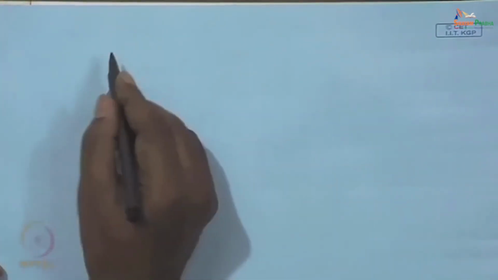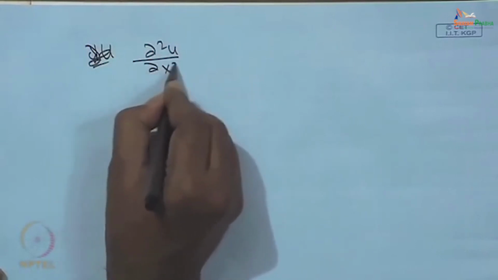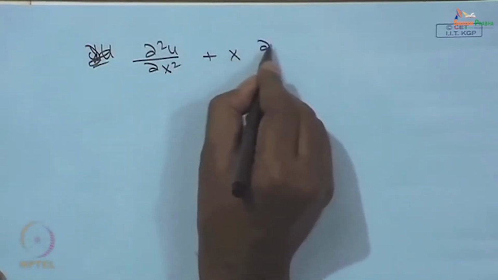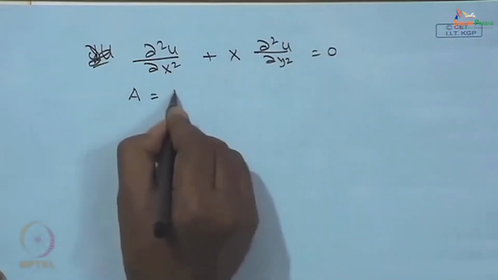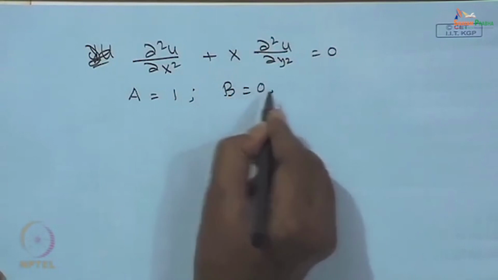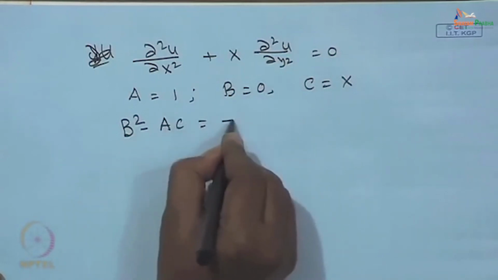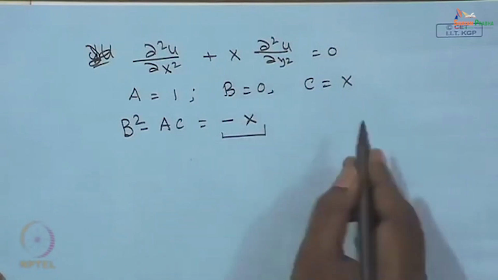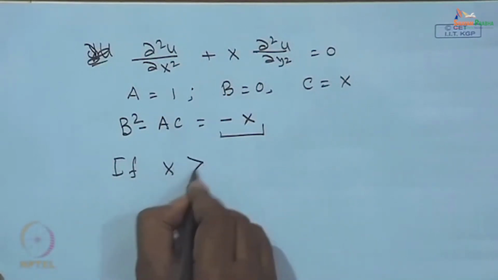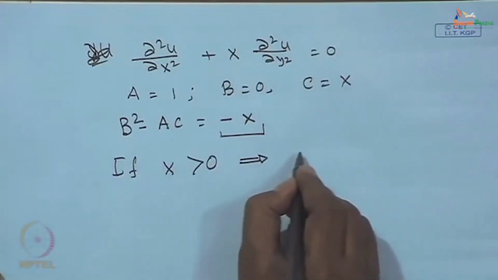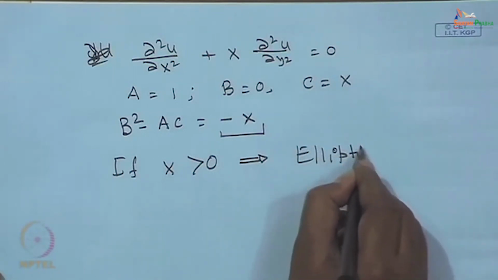Consider a problem like del square u del x square plus x del square u del y square is equal to 0. In this case, a is equal to 1, b is equal to 0, but c is equal to x. So, if you compute b square minus ac, it is equal to minus x. Now, depending on the value of x, the partial differential equation will be classified. That means, if x is greater than 0, then b square minus ac is negative, and we will be landing up with an elliptic partial differential equation.